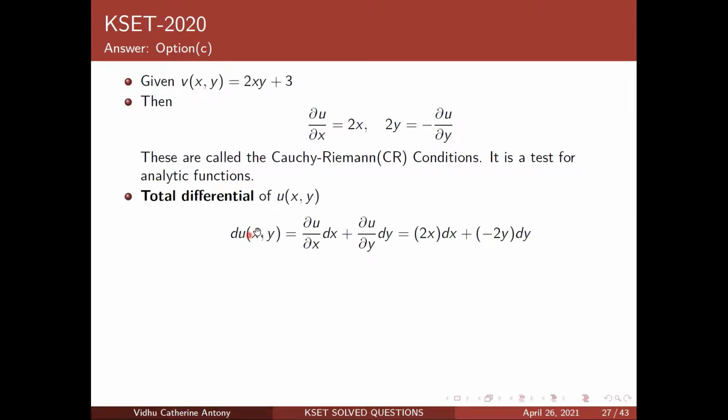So the total differential is du of x, y is equal to dou u by dou x dx plus dou u by dou y dy, which is equal to 2x, that you have from here, dx plus minus 2y into dy. Now once you start integrating this, you get an x squared divided by 2 times 2, so the 2s go off. You get a y squared, the 2s go off. So you get an x squared minus y squared because of this negative sign that you have from here. And then you have a constant of integration.